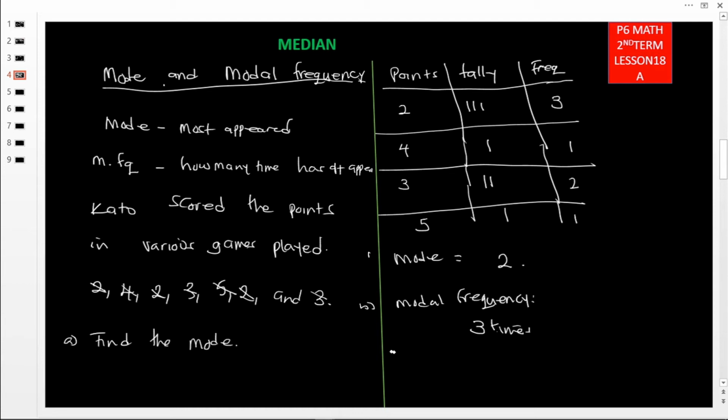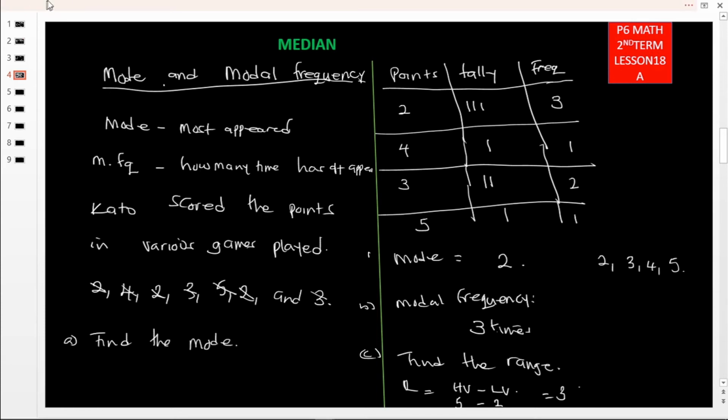Then part C here, they are telling us to find the range. What is range? We said the range is equal to the highest value minus the lowest value. So we arrange these numbers in order from the smallest: 2, 3, 4 and 5. What is the highest? It is 5. What is the lowest number? It is 2. So 5 take away 2, the answer is 3. So our range is 3, right?